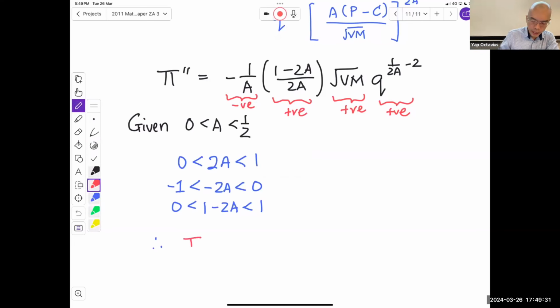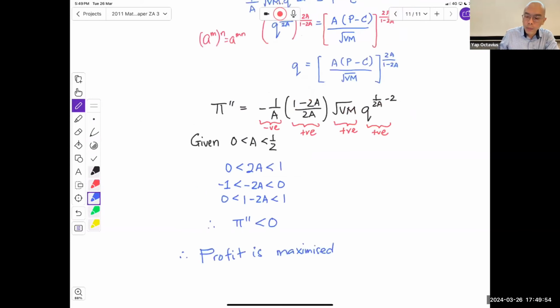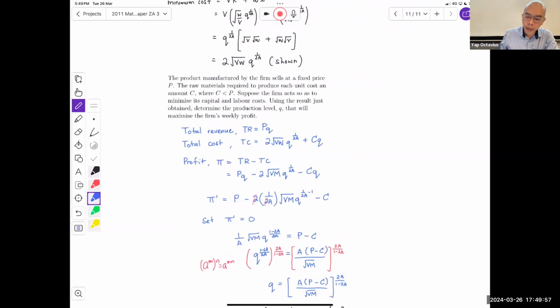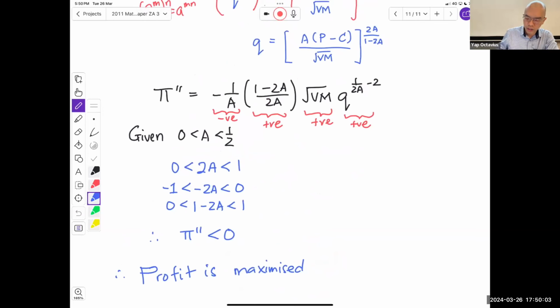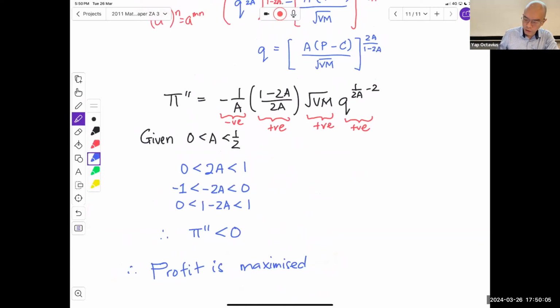So my second derivative is less than 0, and our profit is maximum. Therefore, the profit is maximized. Wait, what's the question? Maximize. Okay. Oops. When Q equals this big chunk of thing.